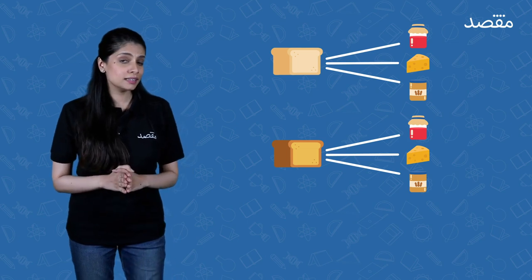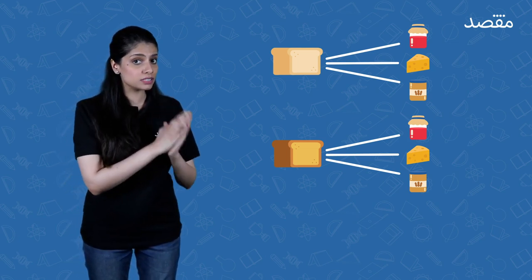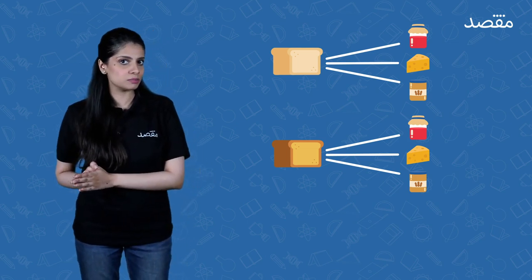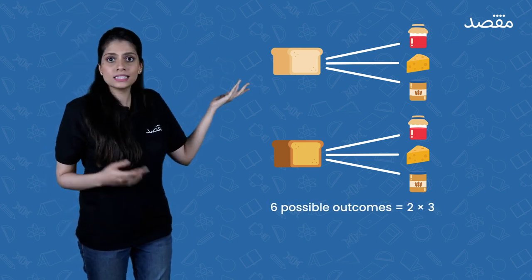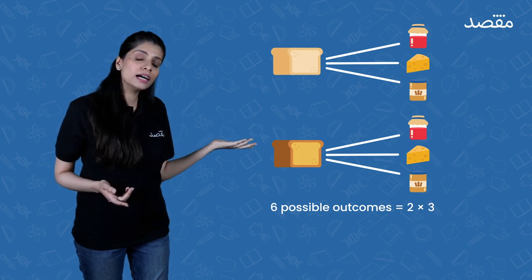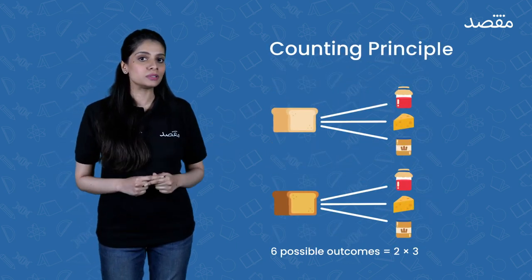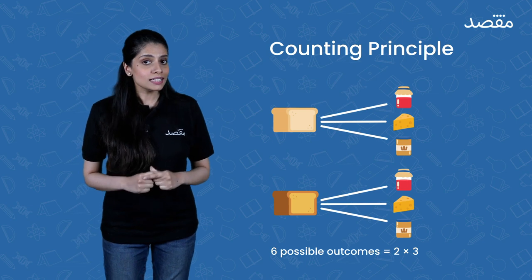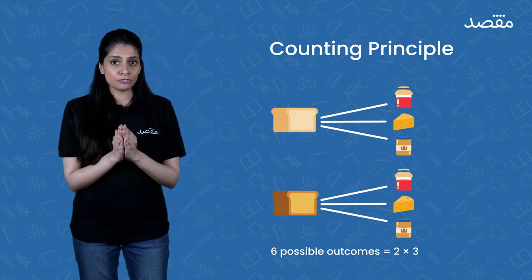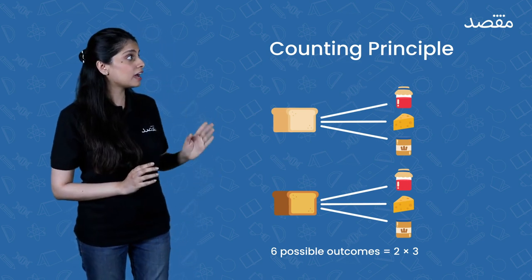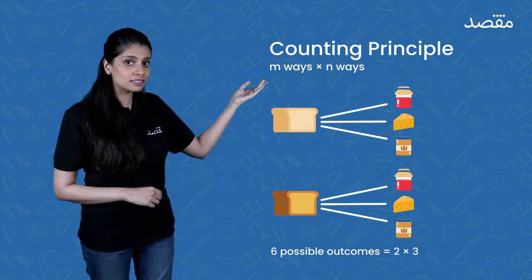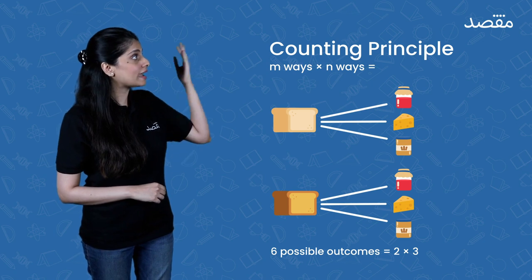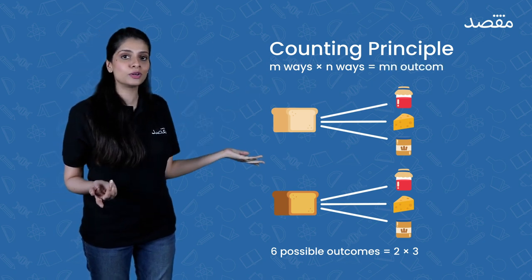So now we can see that there is a relationship between the number of decisions to be made and the possible outcomes. As you can see here, we could have easily multiplied 2 by 3 to get 6 outcomes. And if we do that, we would be using the counting principle. What is the counting principle? It is that if we have to make 2 decisions and we have m ways to make the first decision and n ways to make the second decision, we could simply multiply m into n to get the number of possible outcomes. So let's try another example.